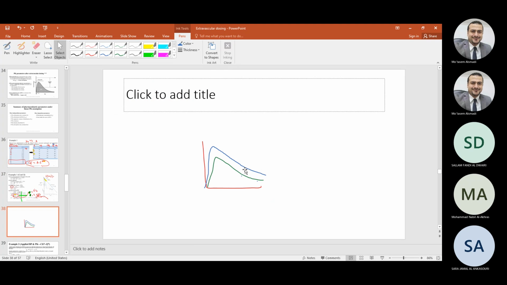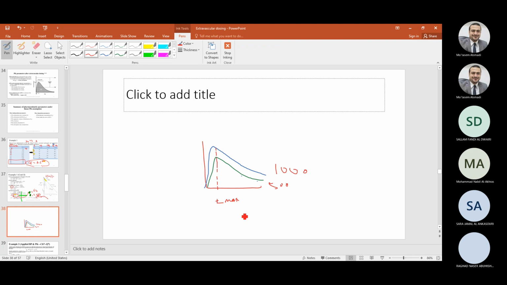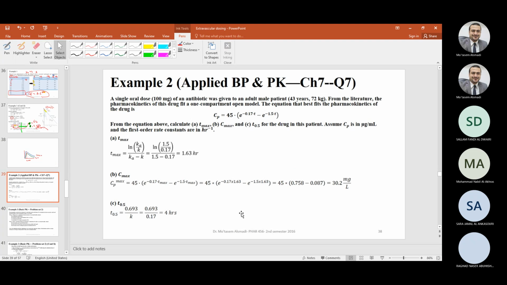Any questions? So as we mentioned, this is the dose 500, and this is from 1000. And the Tmax will be what? In both cases, it will be the same Tmax, because Tmax is not affected by the dose. Any questions? Right. Let's look at the second example.